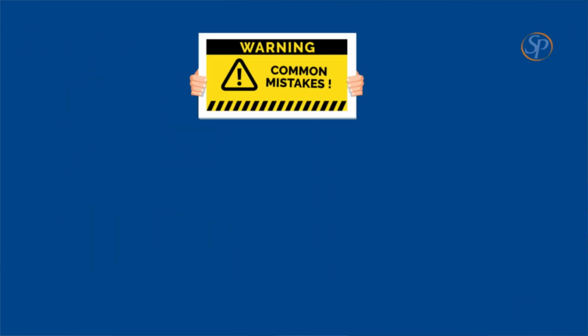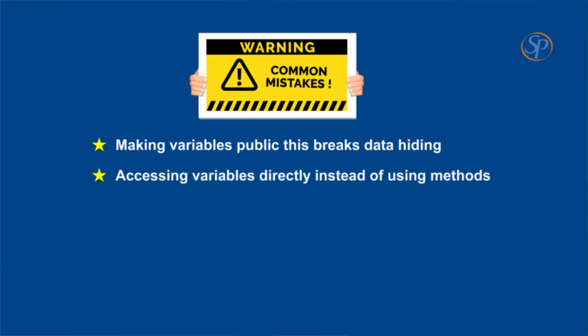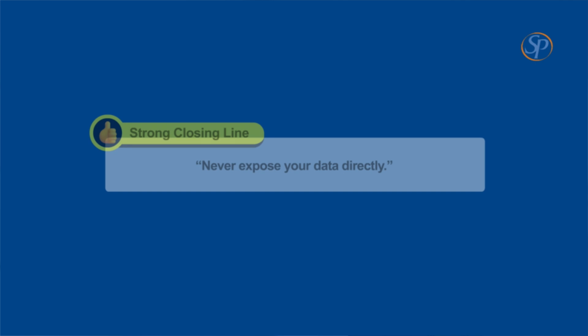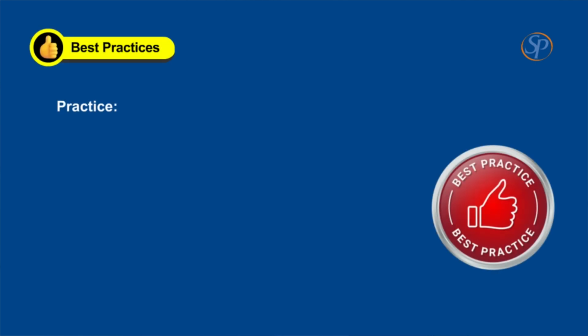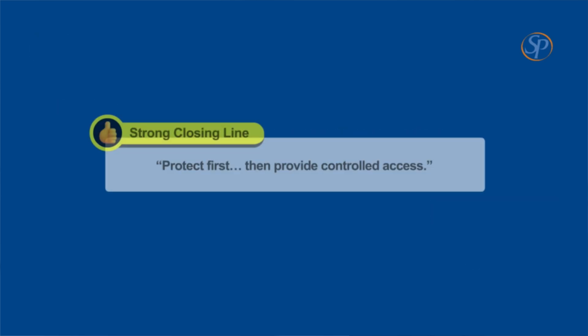Common mistakes. Some common mistakes are making variables public, which breaks data hiding, accessing variables directly instead of using methods, and not using proper getters and setters. Never expose your data directly. Best practices. Some best practices are to always keep variables private and use getters and setters. Protect first, then provide controlled access.